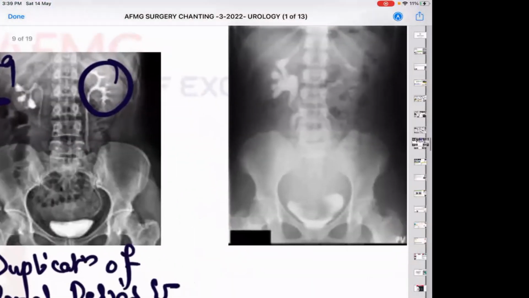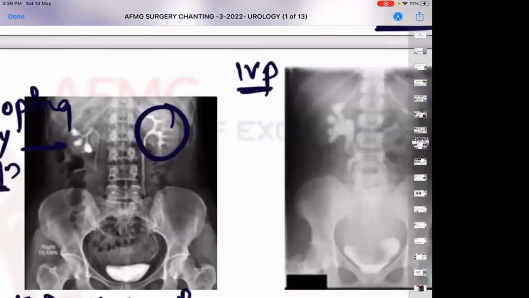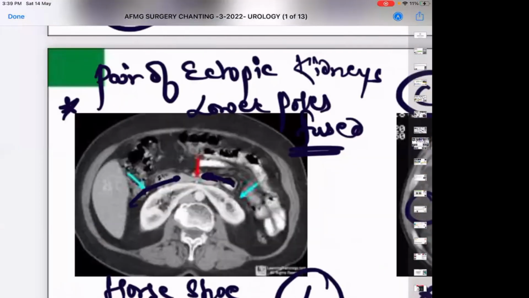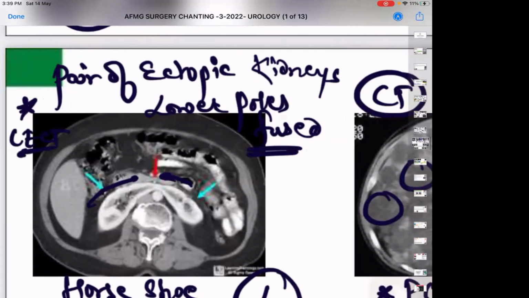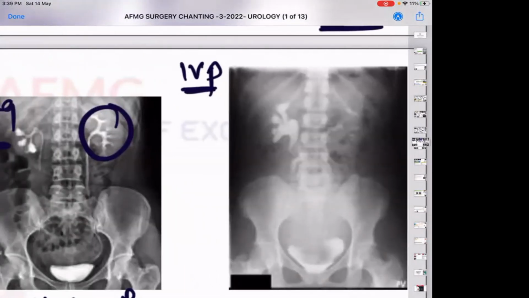Next, if I talk about this, here we are performing IVP. The investigation over here, the last one was also IVP. Here also it is an IVP, and the first one that you saw was a CECT. The other one was also a CECT. So IVP, intravenous pyelography. What is seen?